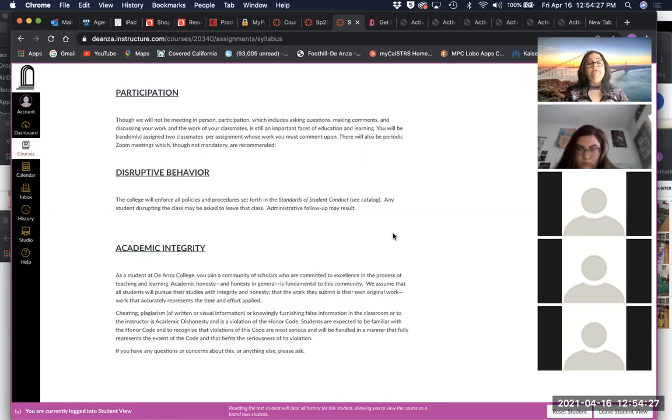Cheating, plagiarism of written or visual information, or knowingly furnishing false information in the classroom or to the instructor is academic dishonesty and is a violation of the honor code. Students are expected to be familiar with the honor code and to recognize that violations of this code are most serious and will be handled in a manner that fully represents the extent of the code and that befits the seriousness of its violation.